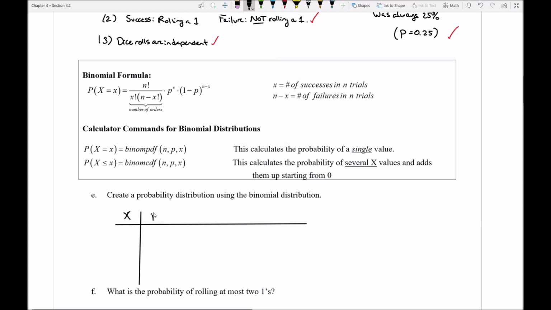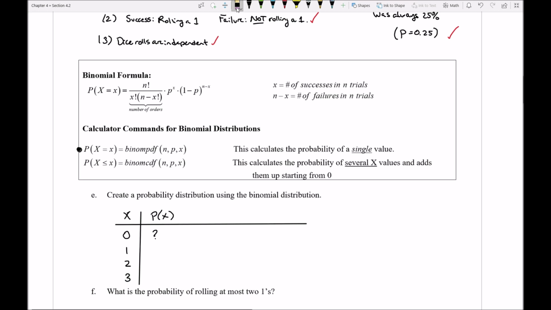Over here I'm going to have x and p of x, so it's set up exactly the same. I'm still talking about the number of times that I could roll a 1 in 3 tries. So I either get 0, 1, 2, or 3 of them. But I'll show you really quickly how this first calculator command works, what is called the binom PDF. Now, this calculates the probability for a single x value. That is, it can get me a probability across from any number in my table.